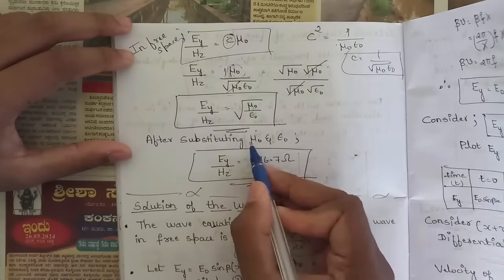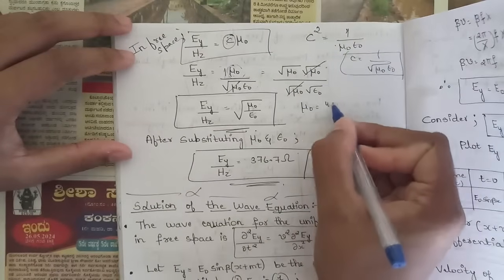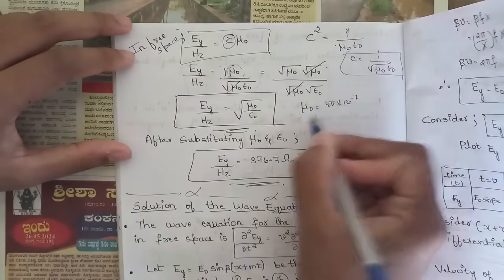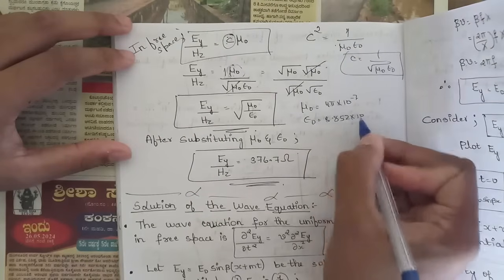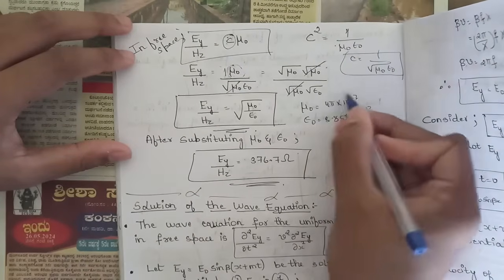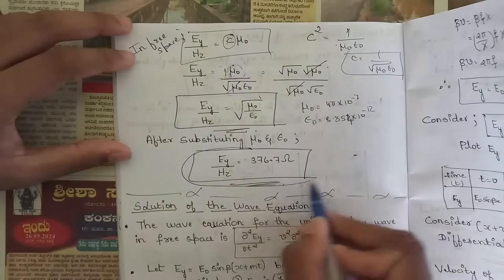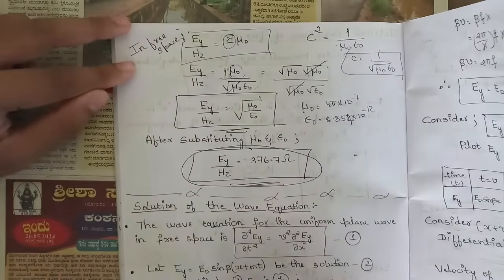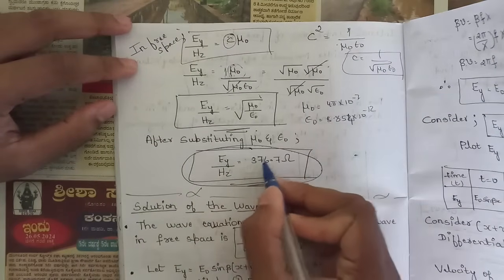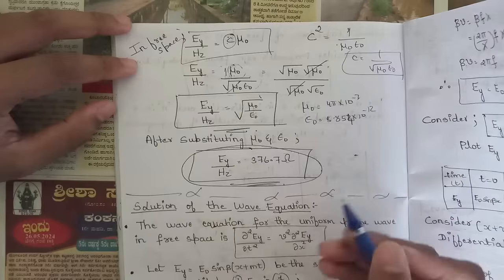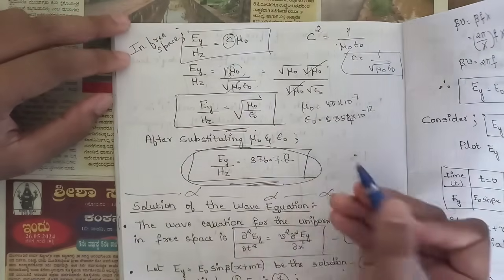So now after substituting the fixed values of mu naught and epsilon naught, that is 4 pi into 10 power minus 7 for mu naught, and epsilon naught is 8.854 into 10 power minus 12. If we substitute these two values in this equation, our final value of intrinsic impedance in free space, we are getting it as Ey by Hz is equal to 376.7 ohms. Okay, since it is impedance, its SI unit is ohms.